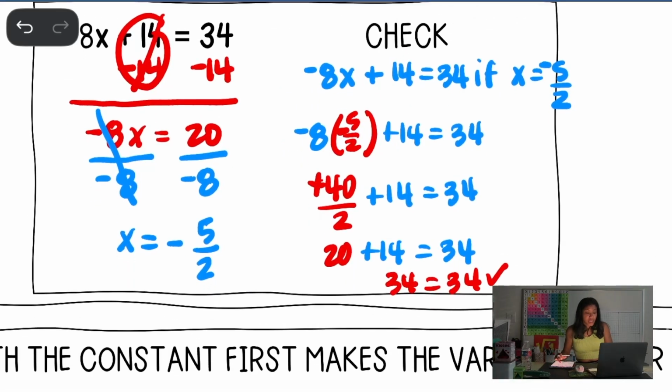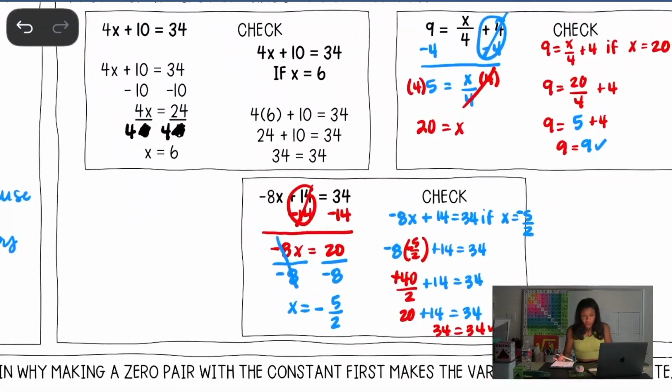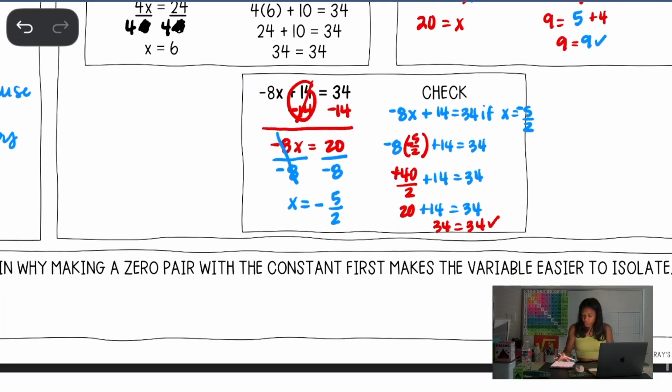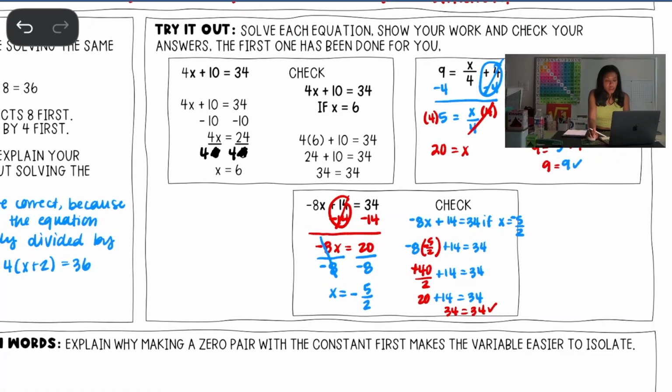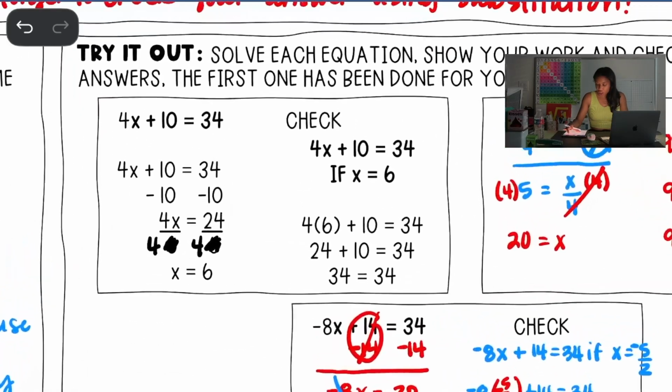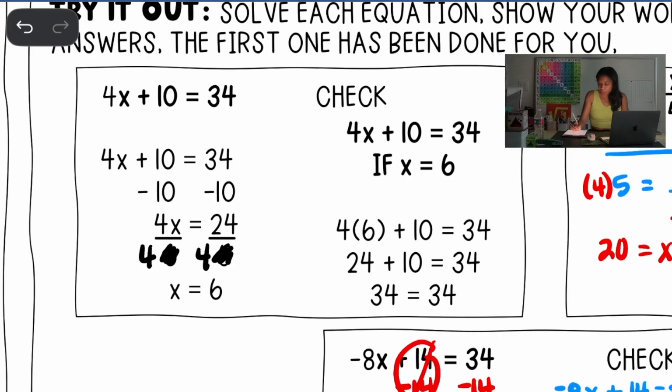Brilliant. Okay, last thing here. Quick question, just something I would like to know. In your own words, explain why making a zero pair with our constant first makes the variable easier to isolate. That is a little bit weird to think about. Remember that last problem that we talked about? You didn't have to do this first. And in fact, I wanted to talk about that in the check here, because this problem I could not have divided by 4 first, and I would not have done that. 10 can't be divided by 4 evenly.